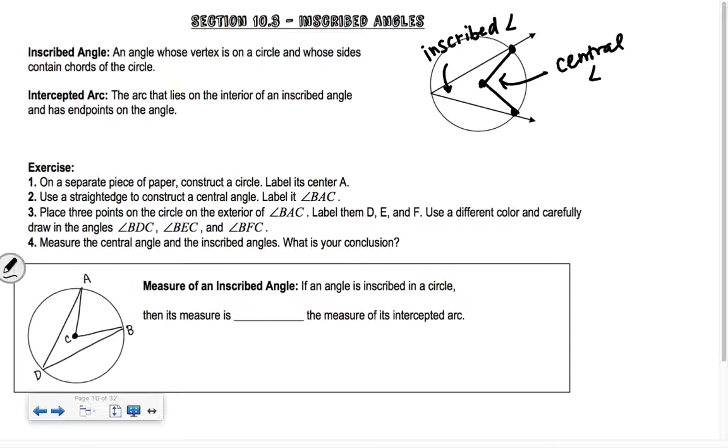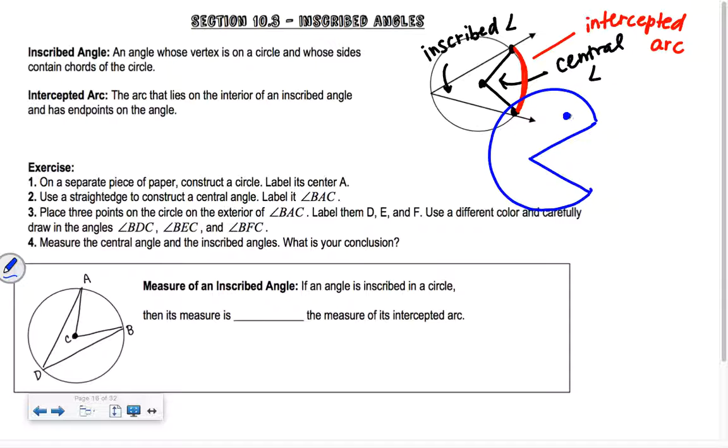So an inscribed angle is an angle whose vertex is on a circle and whose sides contain chords of the circle. An intercepted arc, so this part that I'm going to draw in red, is called the intercepted arc. So see how that's an arc, not an angle? It is an arc that lies on the interior of the inscribed angle. The way I always describe it is think about Pac-Man. Do you guys all know what Pac-Man looks like? So Pac-Man is eating the intercepted arc.